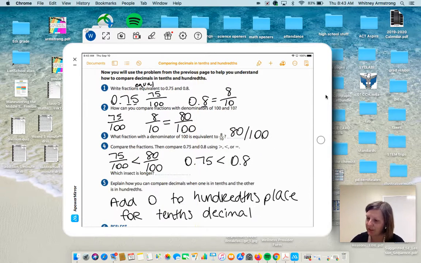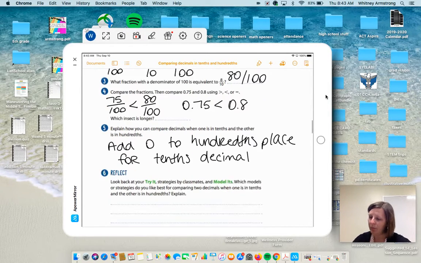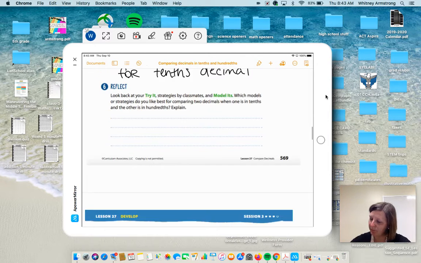All right, so number 6 here, I just want you to think about the two ways that we looked at to solve this. We looked at base 10 blocks, and we looked at a place value chart, and then we've looked at fractions. You can change them to fractions. So you have lots of different options to be able to solve these. I want you to use the one that works the best for you. So let's go on.